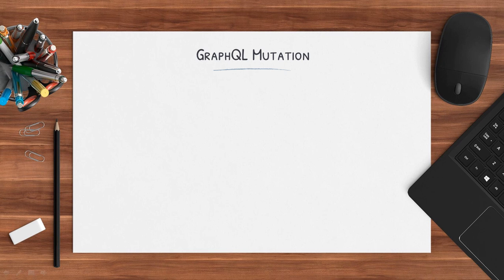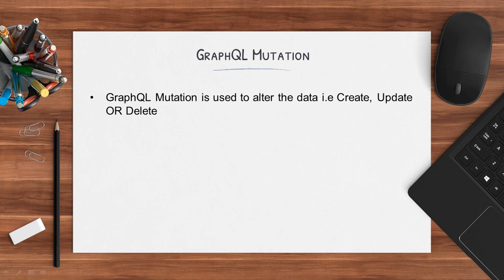Hello and welcome back. Till now we have seen what is GraphQL and what is a GraphQL query. Now in this lecture we will see what is GraphQL mutation. GraphQL mutation is used to alter the data, that means to create, update or delete the data. In GraphQL we have query to get the data and we use mutation to alter the data, that means to create, update or delete the data.